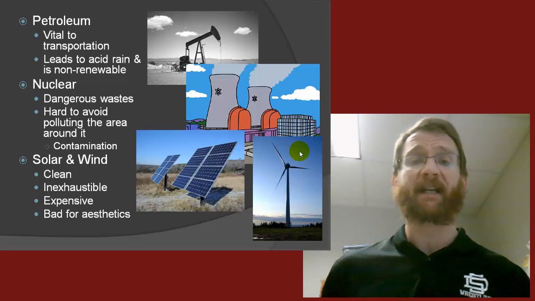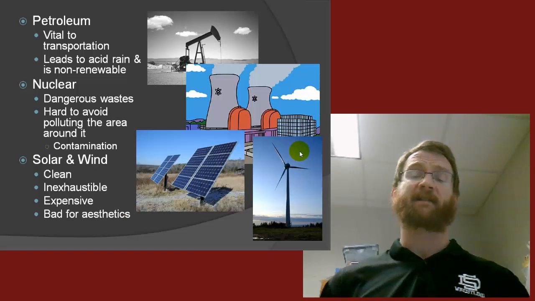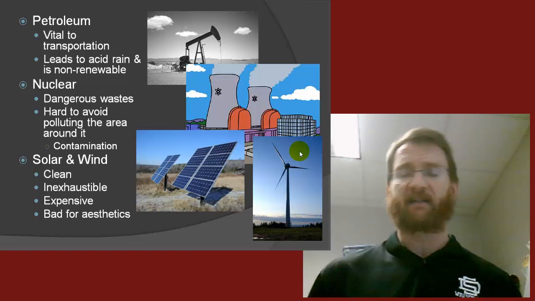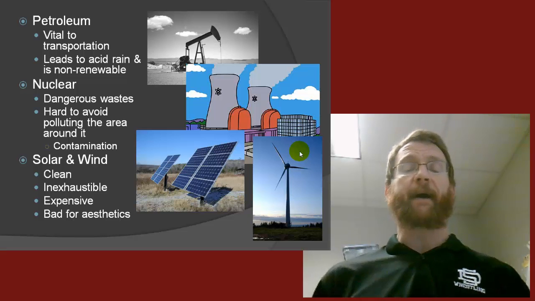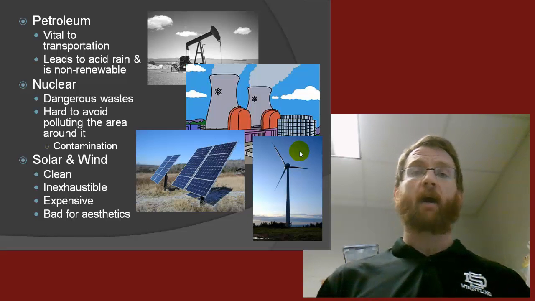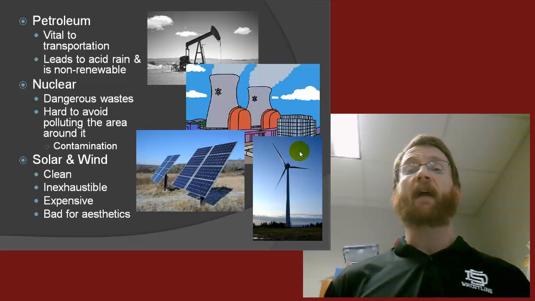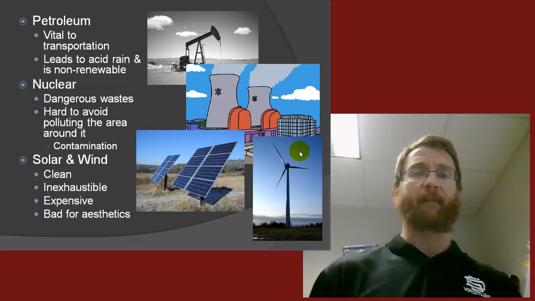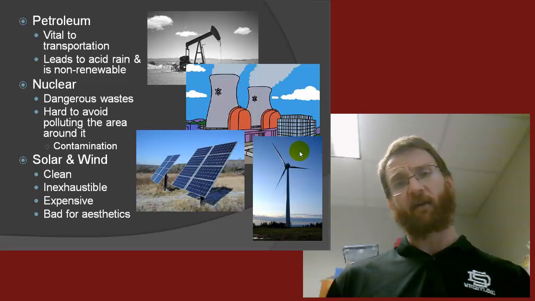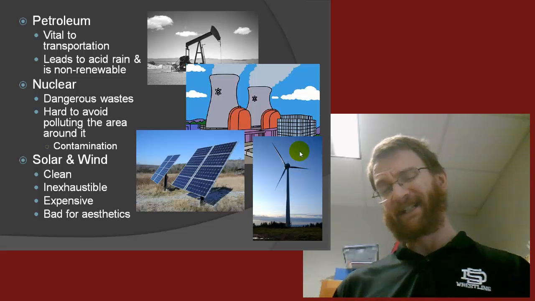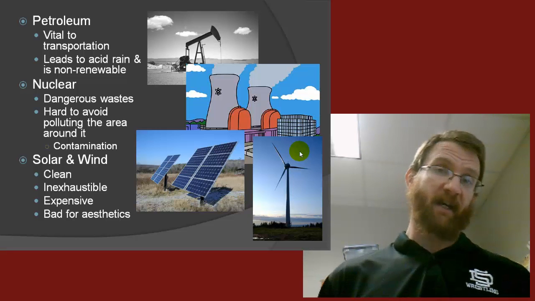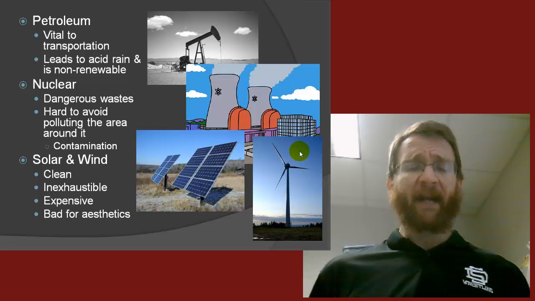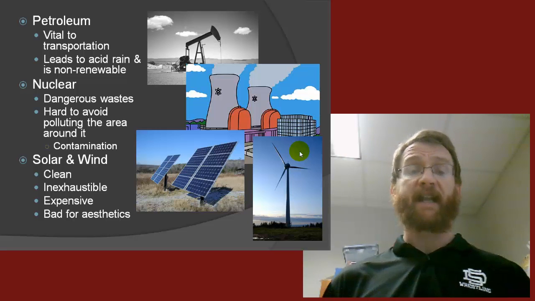And last but not least, solar panels and wind turbines are bad for aesthetics, and what that means is that they're simply not pretty. While they are clean, inexhaustible sources of energy, the extraction of them is not very good looking. So if you've got a mountainside full of trees or a mountainside full of wind turbines and solar panels, you're probably going to want to look at the mountainside full of trees. Okay, well, that's our discussion on natural resources.